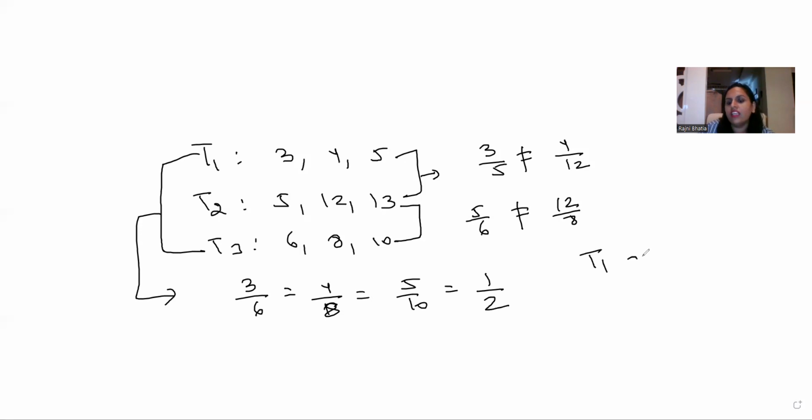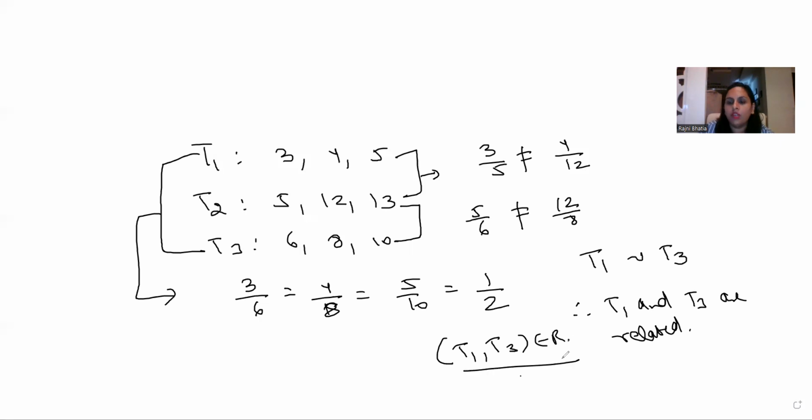So we can say T1 is similar to T3, and therefore we can say T1 and T3 are related. T1 and T3 are related. That simply means T1 comma T3 belongs to R. So if T1 comma T3 belongs to R, that means T1 and T3 are related to each other.